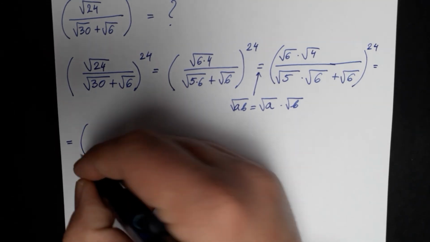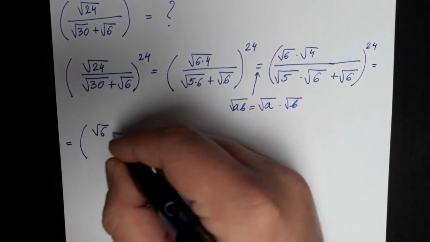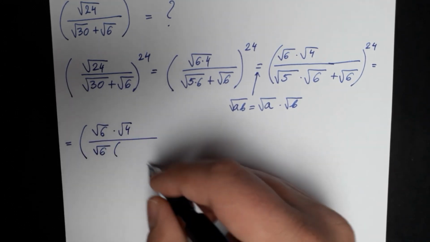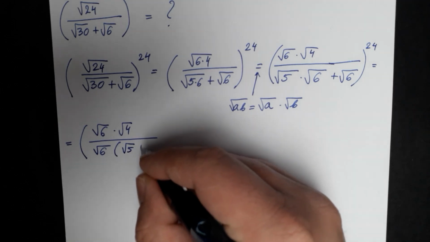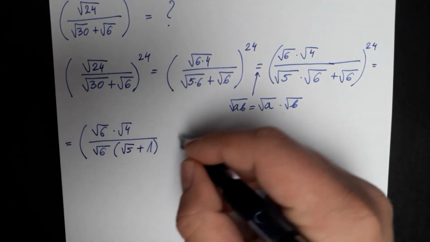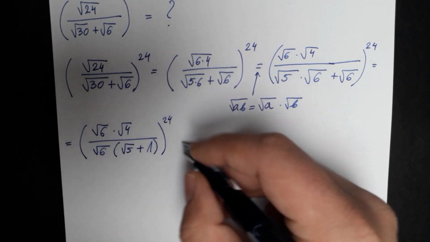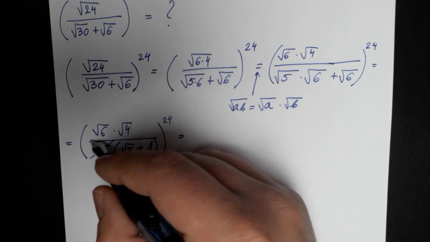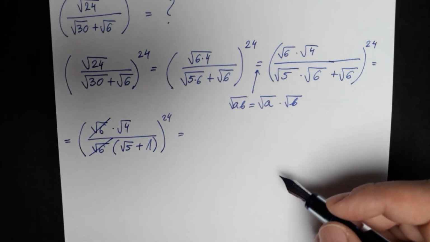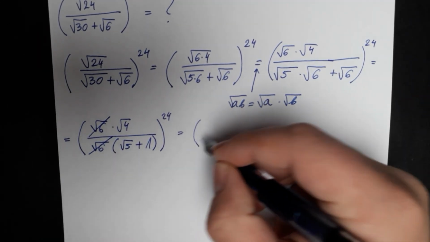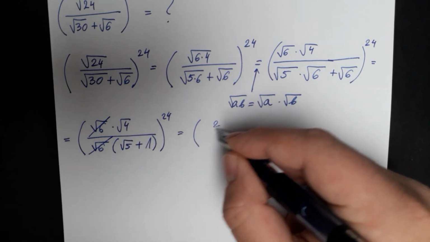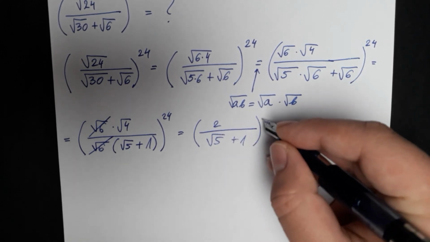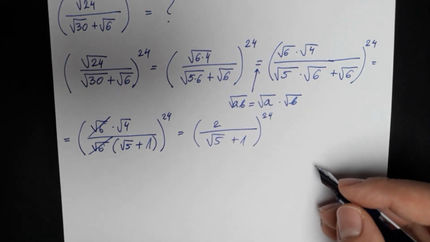I have in the denominator a common factor, this square root of 6, so I am going to take the square root of 6 in front of the bracket, and I am left with the square root of 5 plus 1. And of course that is going to the power 24. The square root of 6 can cancel out with the square root of 6, and then I get the square root of 4, that is only 2, divided by the square root of 5 plus 1, and that is going to the power of 24.